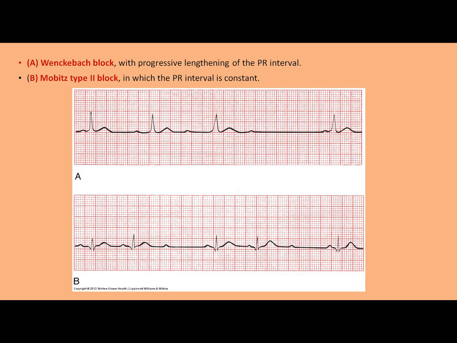When the block is 2, block again. PR interval increases, drop beat. Start again. 2 to 1, no QRS. 1, 2, period, no QRS.